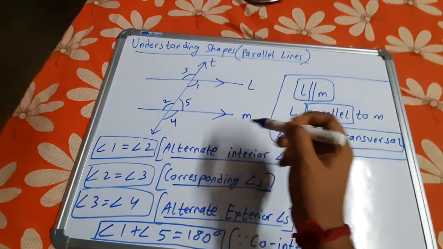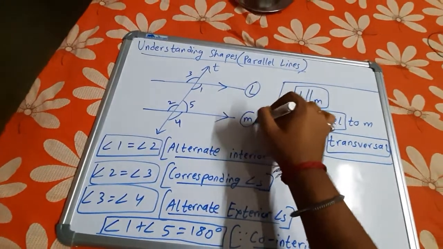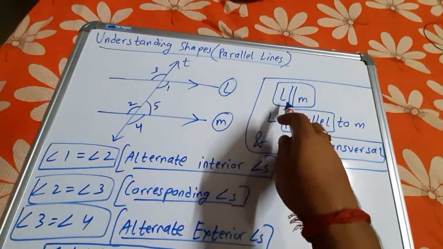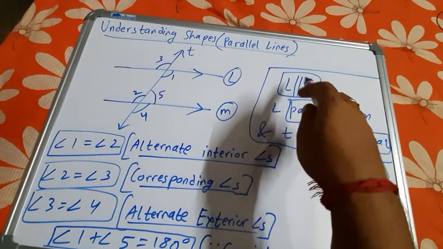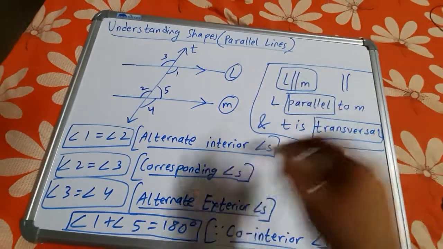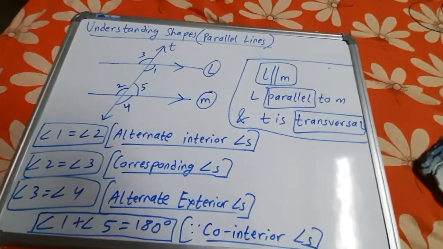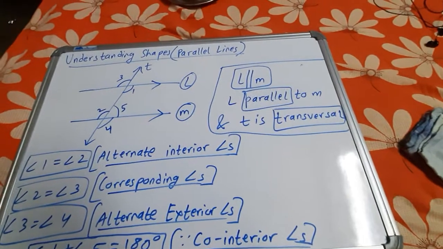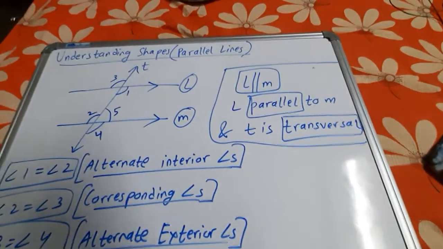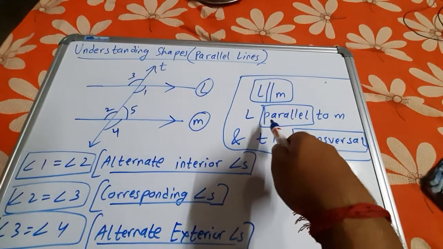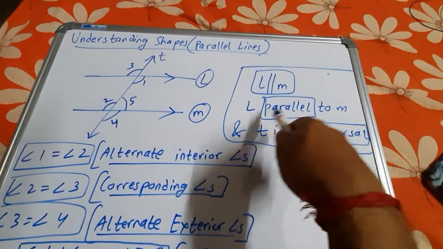Okay, so see, this is a line L, this is the line M. So how do we write that two lines are parallel? We write L parallel to M. This is the parallel sign. Next, L parallel to M, I have also written in words. See, this is the spelling for parallel, P-A-R-A-L-L-E-L, L parallel to M.